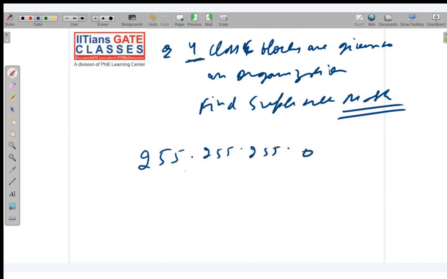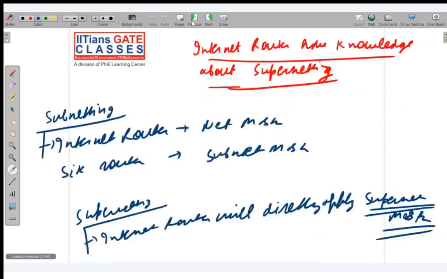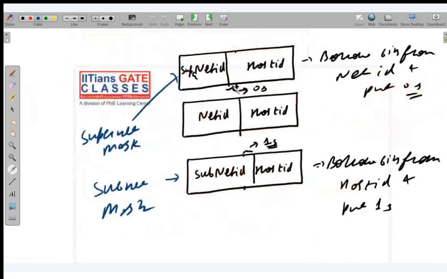So 4 class C blocks means, see this, from here you will borrow 2 bits. From where? From the last. You cannot demand from the first, because from the last only will you get continuous zeros to ones. So from the last, see the diagram. If you have doubt, see this diagram. From here I have borrowed the bits and we have put zeros.